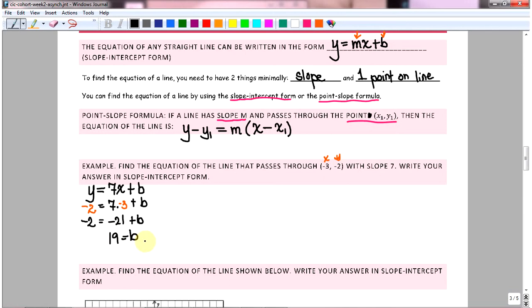Okay, so don't stop there. b equals 19 is not an equation of a line in slope-intercept form. We know it needs to look like y equals our slope times x plus some number. So go ahead and plug your value of b in. So y is equal to 7 times x plus 19. And that's the equation of our line.